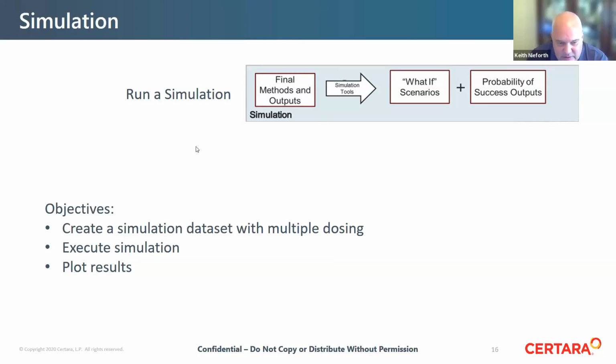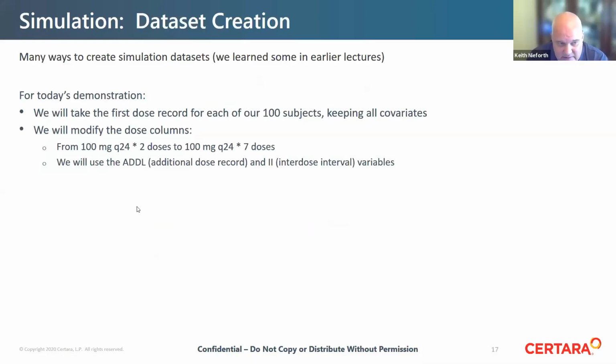So we have this Q24-hour times 2 dose. We're going to look at a Q24-hour times 7 doses. So we're going to create a simulation data set with multiple dosing columns, execute the simulation, and plot the results. Now, there's many ways to create simulation data sets. We learned some in earlier lectures where you can specify distributions for the covariates that you want to end up in your data set, and I encourage you to go back and learn how to use that code. For today's demonstration, we're going to take a simpler approach.